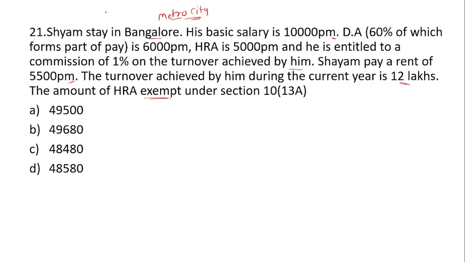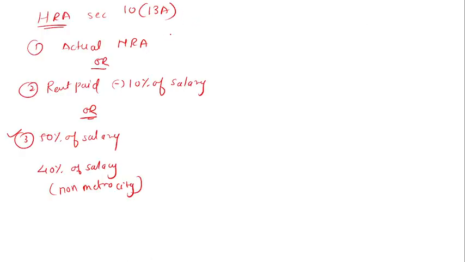What is the amount of the HRA? Here you can see that HRA is 5,000 per month, so 5,000 multiplied by 12. So what is the amount? That is 60,000. Okay, got it.